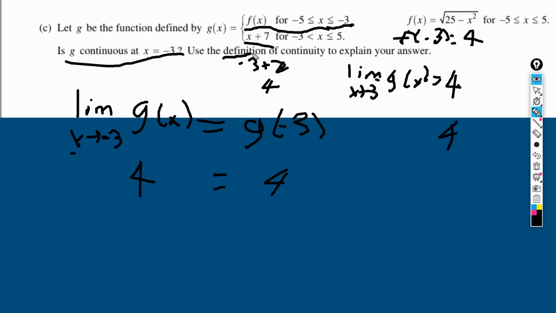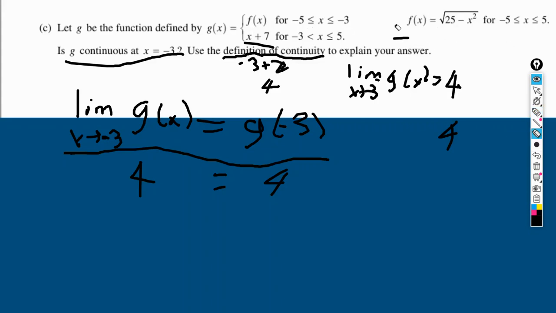Notice how the question says, use the definition of continuity to explain your answer. This is the definition of continuity. If you want to be safe, you could write in an additional statement saying a function is continuous when the limit not only exists at a point, but is equal to the function's value at that same point. So, as long as you have this work to show the limits from both sides, and then you show the function's value at that point, you will get a full 2-point response.